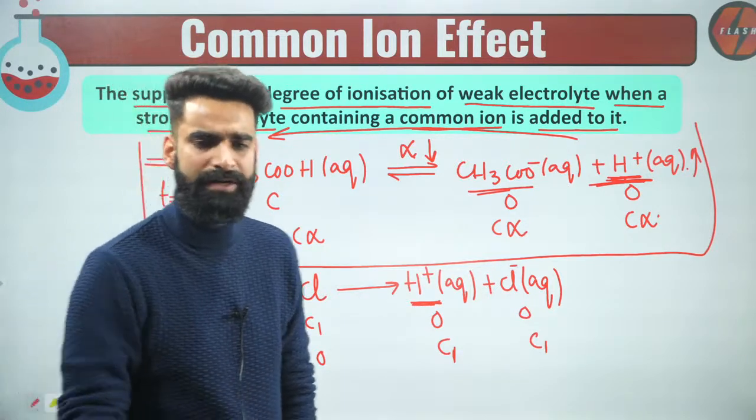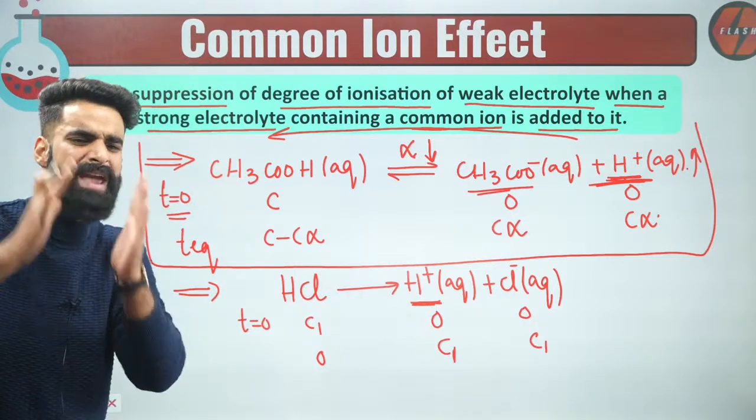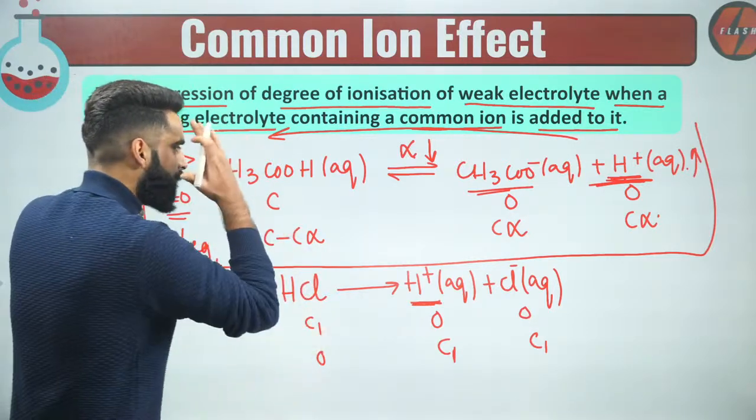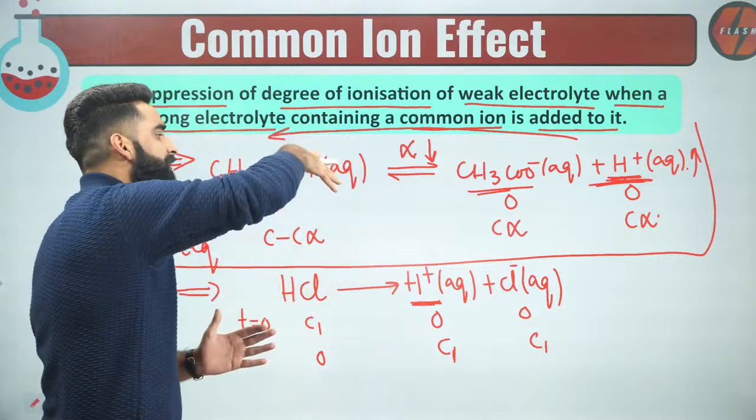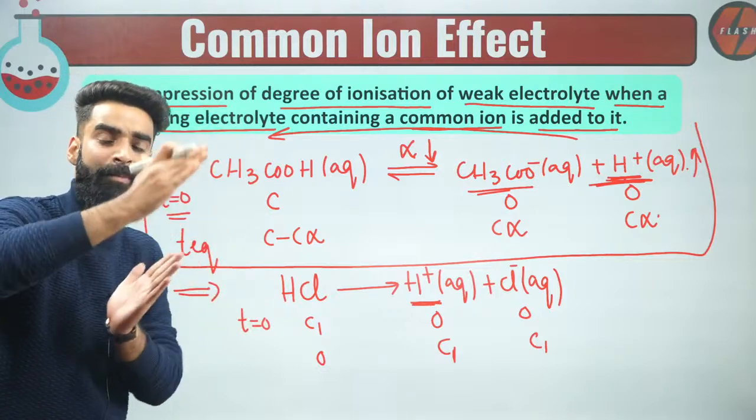Let me know in the chat box if it's clear to everyone. So people, what is happening right here? It's very simple. I had a weak electrolyte. I added a strong electrolyte into it. Now both the weak electrolyte and the strong electrolyte have a common ion between them.